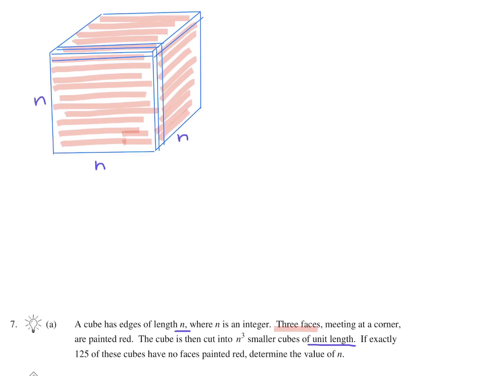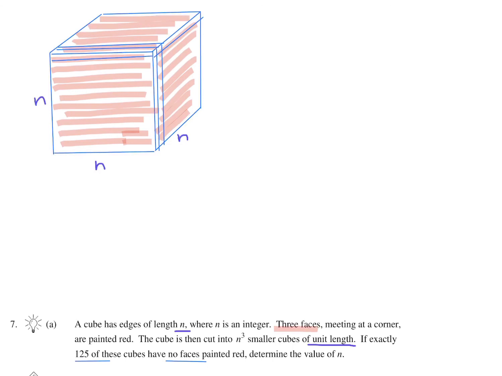Okay? And then they're finally asking if exactly 125 of these unit cubes have no faces painted red, determine the value of n. So what we can do is kind of work backwards. They're asking for no faces painted red. They're saying 125 have no faces painted red. What we can do is figure out how many do have a face painted red.